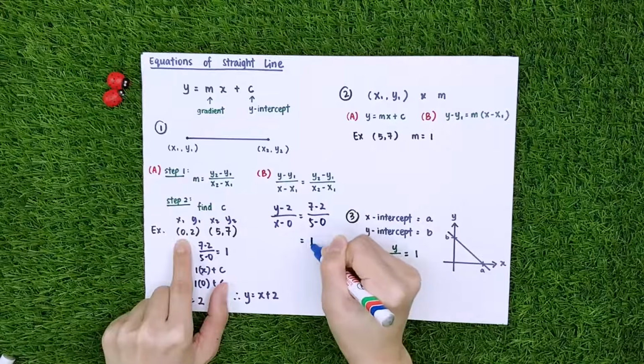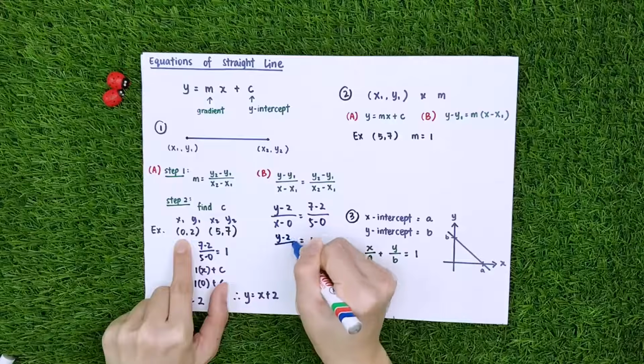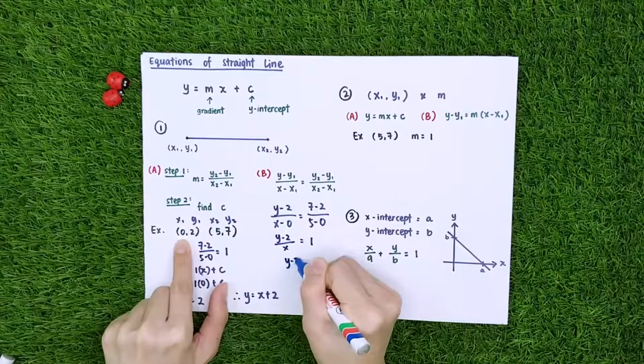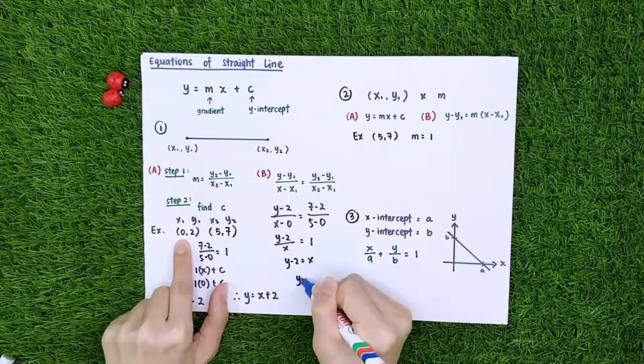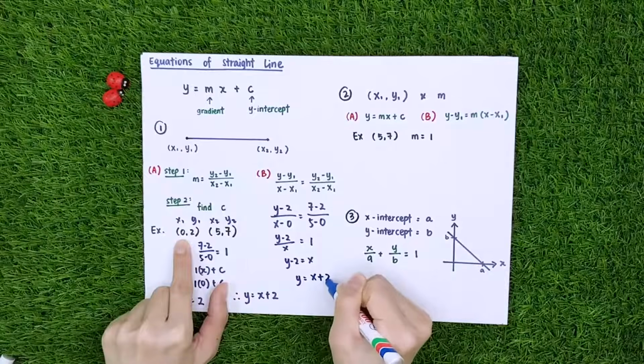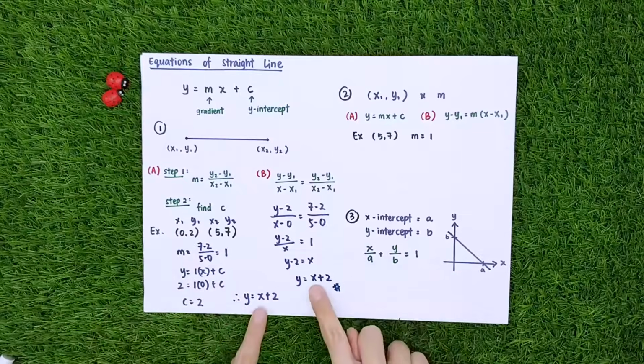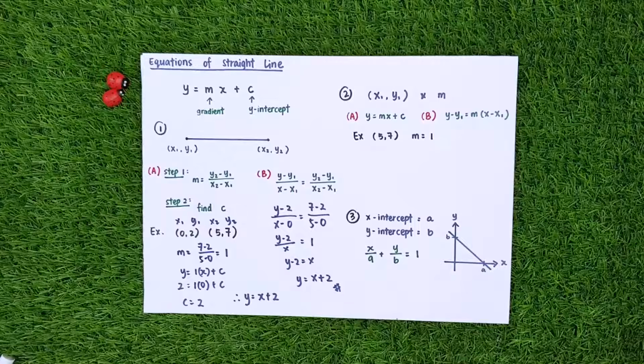Then I will get y minus 2 over 5 equals x over 5, so y minus 2 equals x. Y equals x plus 2. You will get the same answer. Okay? You can choose either way, whichever you feel more comfortable with.